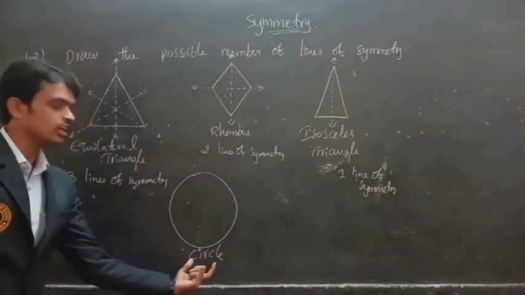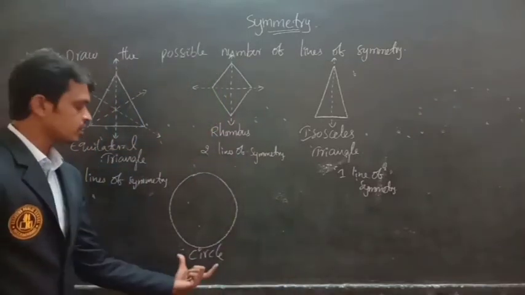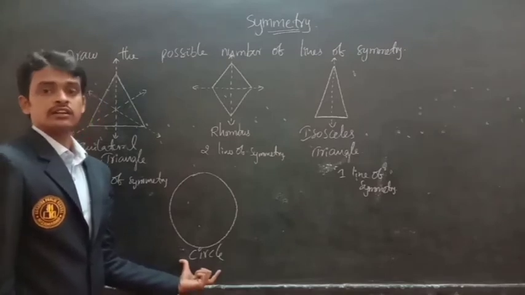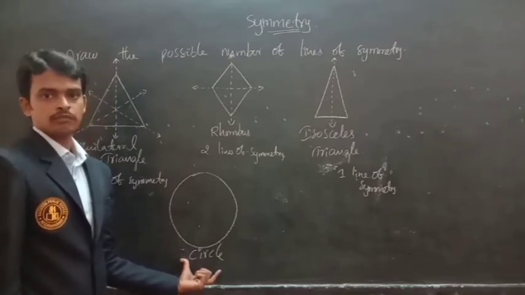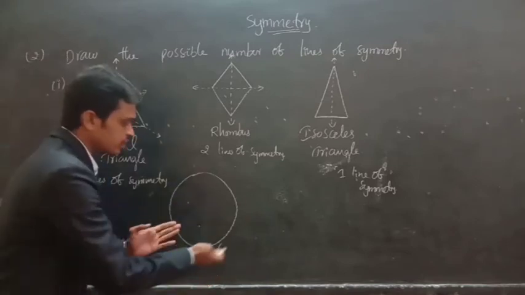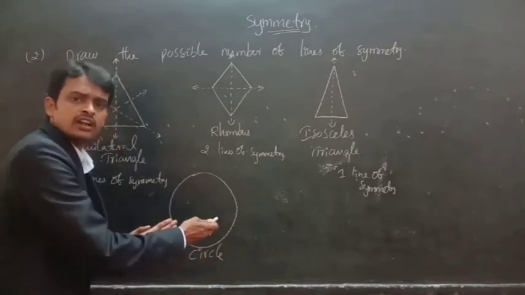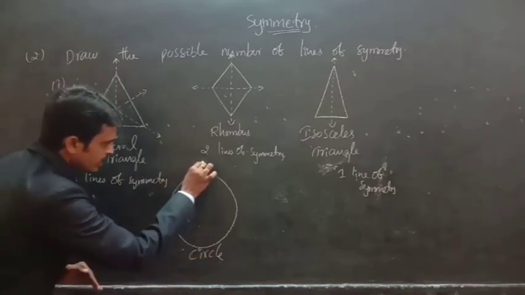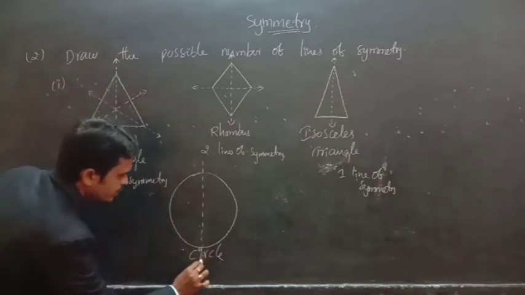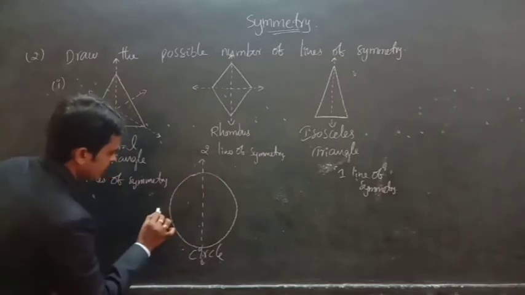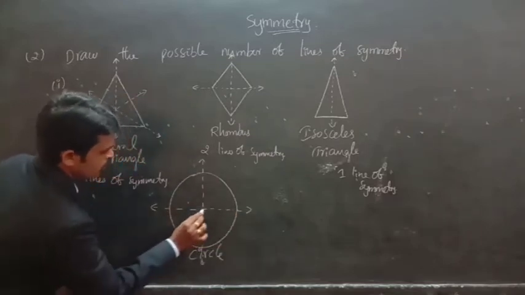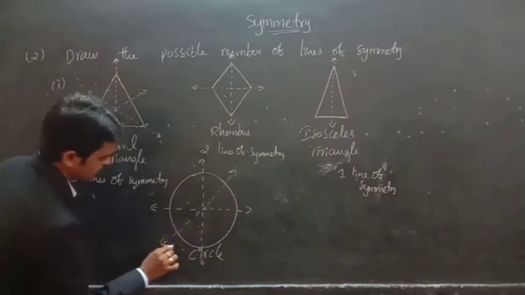Now next, the circle. This circle has infinite lines of symmetry. Why? Because if we rotate it at every angle, it will match with itself. So the circle has infinite lines of symmetry. Like this we can draw infinite lines of symmetry.